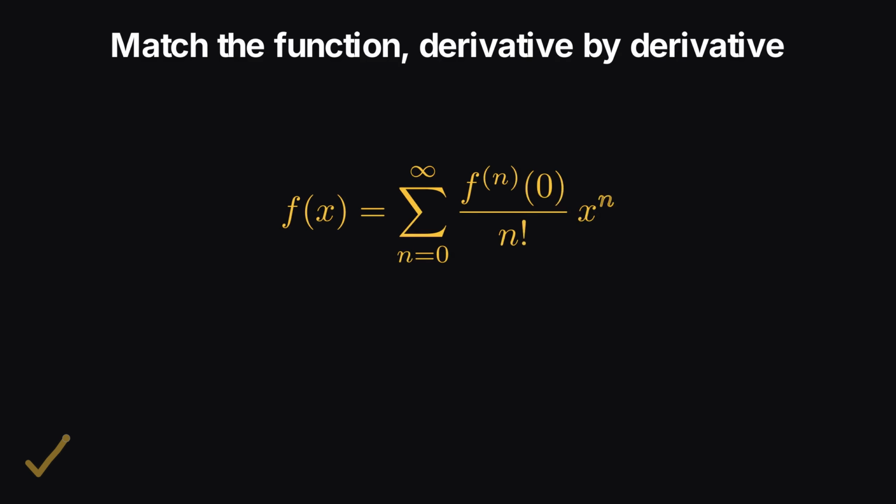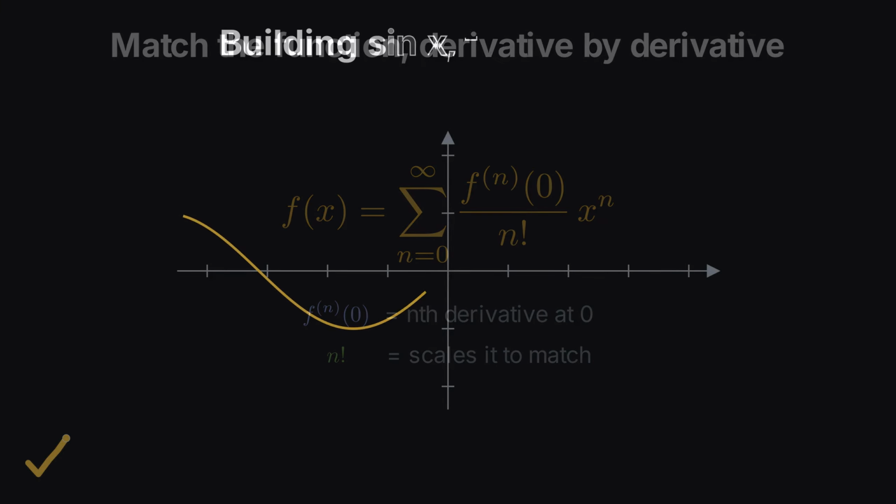Centered at 0, that's the Maclaurin series. f of x equals the sum of f^(n)(0) over n factorial times x to the n. The nth coefficient is just the nth derivative at 0 divided by n factorial, tuned so the polynomial's nth derivative matches the function's. Watch sine get built.